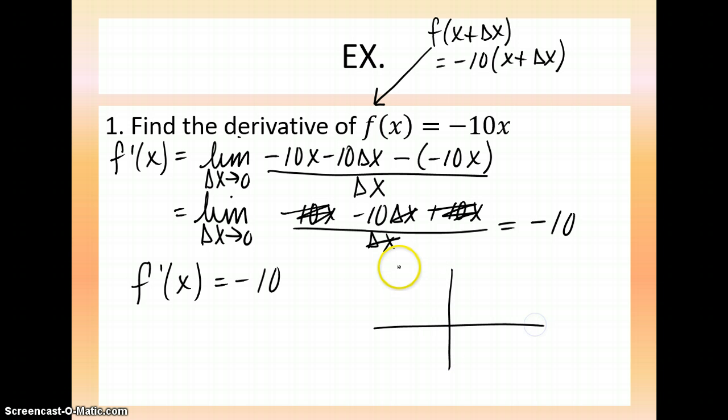What does it mean graphically? So negative 10x, that's a line through the origin with a slope of negative 10. Well, look at this. If I plotted any one point on this line, what's a tangent line? It's a line that intersects a function at one given point. What's the slope of every single line that I would draw tangent to this function? The slope is negative 10.